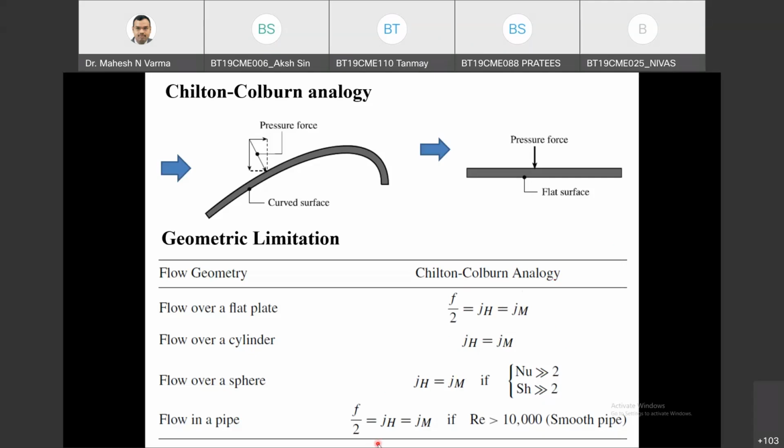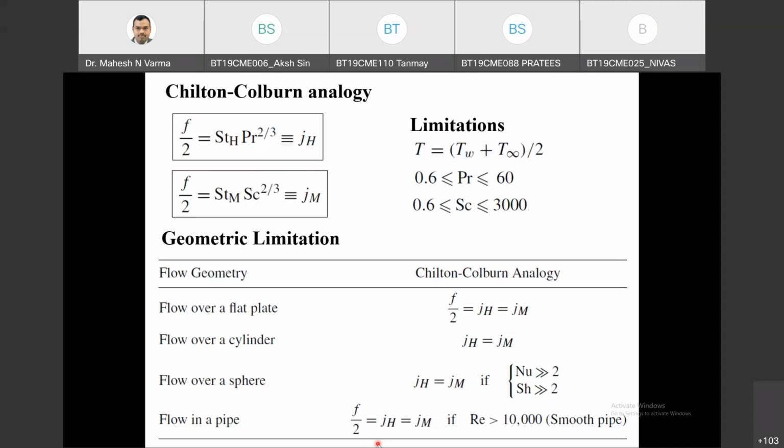Okay, so these are the limitations actually. Does anybody have any doubt in the Reynolds analogy and Chilton-Colburn analogy? Any confusion?